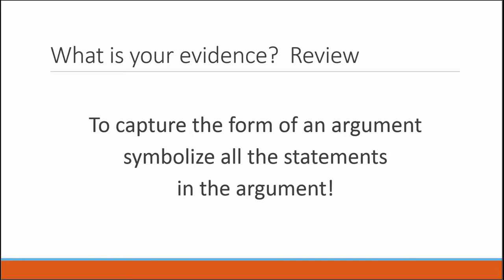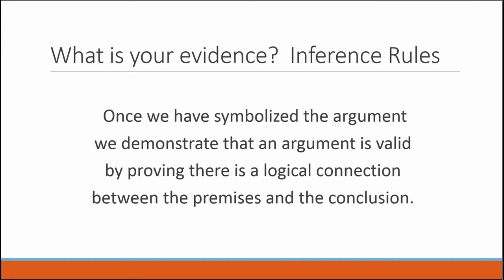So to capture the form of an argument, we learned in the last lesson, we symbolize all the statements in the argument. We symbolize to capture the form. Once we capture the form, we can see the logical connection, and seeing whether that logical connection is there is how we know if it's valid. So, once we have symbolized the argument, we demonstrate that the argument is valid by proving that there is a logical connection between premises and conclusion. That's what we're going to learn about today, proving the logical connection between the premises and the conclusion.